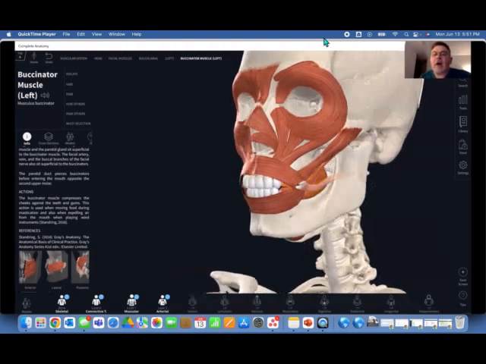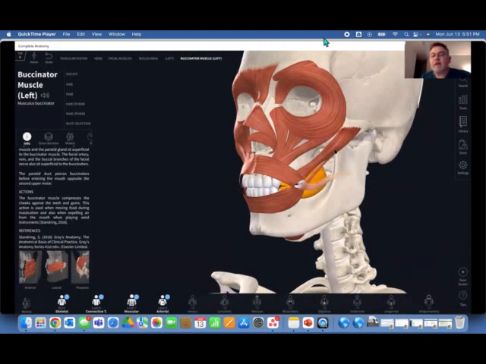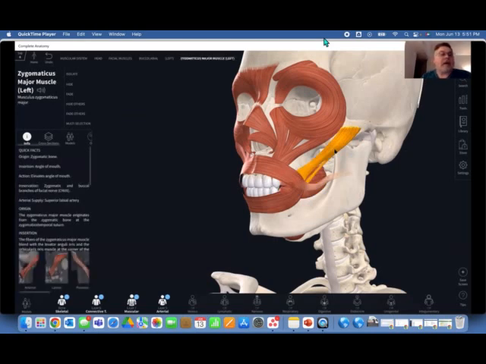Now on to the zygomaticus major and then minor, more medially. Their origin is off the zygomatic bone, and they insert into the angle of the mouth. The zygomaticus major is a little bit further posterior than the minor. They both elevate the upper lip.